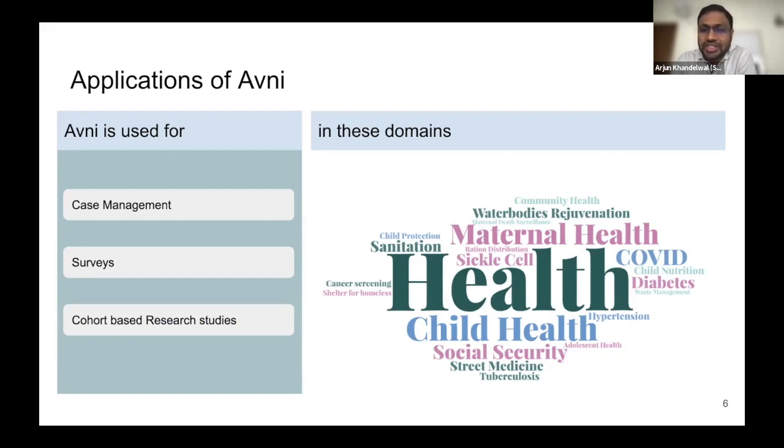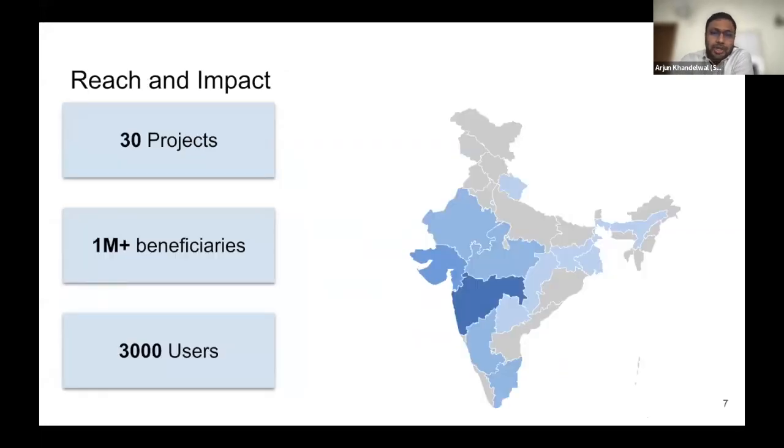These are some of the domains where Avni has been used. Health has been where majority of the use case has been. But in last 2 to 3 years, we've done a variety of projects on different domains like water bodies rejuvenation, sanitation, social security, waste management, and so on. Avni has been used in more than 30 projects so far by 3,000 users and has benefited close to 1 million beneficiaries across the country.